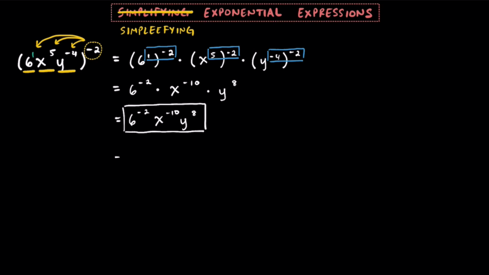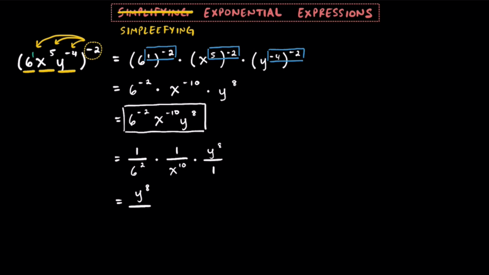Now, if you'd like to rewrite this using positive exponents only, this 6 to the negative 2 power is going to be 1 over 6 to the positive 2 power. This x to the negative 10th power is going to be 1 over this x to the positive 10th power. And for the y to the 8th power, that is going to stay on top because it's a positive exponent, and that's going to be just like that over 1. So now just multiplying the numerators together, 1 times y to the 8th power is just going to stay as y to the 8th power.